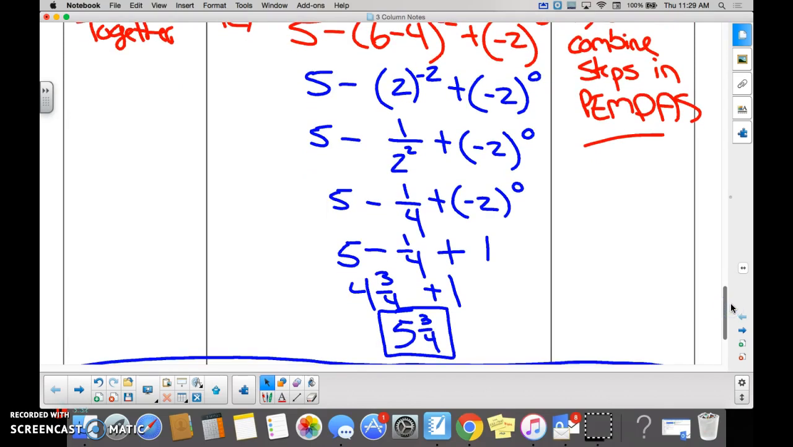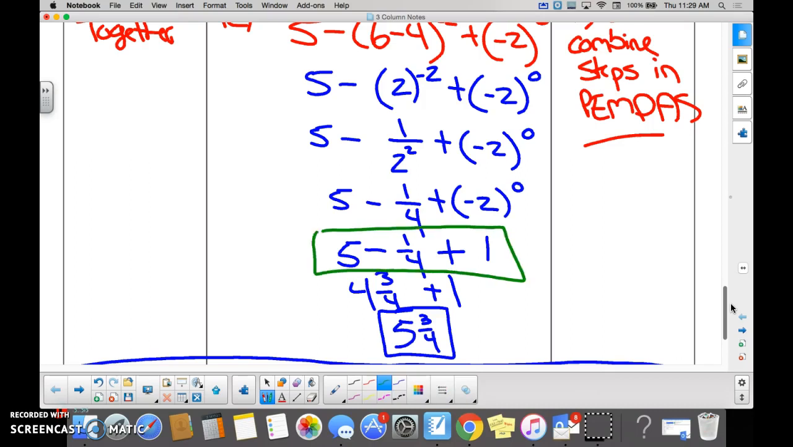The answer, 5 3/4. Be careful down here. We're still making this mistake where are we subtracting 1/4 first, or are we adding 1/4 and 1 first? Okay, remember, subtraction and addition are the same, so you go left to right on those when working with PEMDAS.